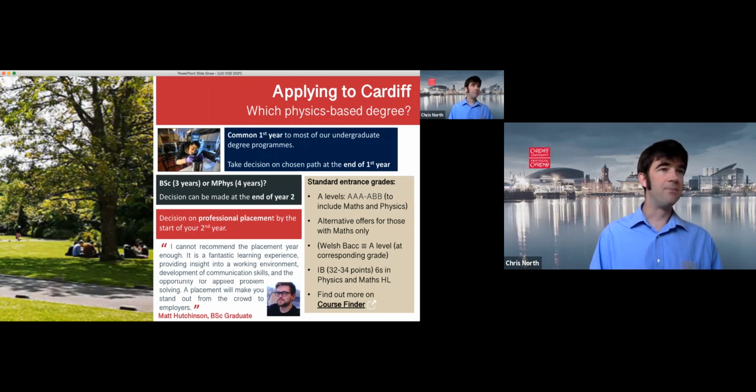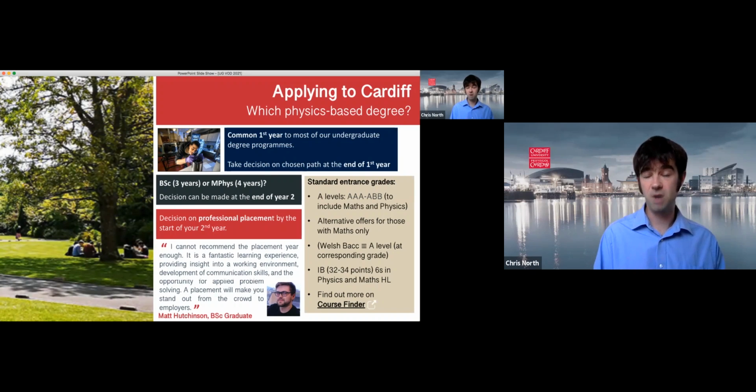In deciding the 3-year or the 4-year, so the BSc, which is the 3-year option, or the MPhys, which is the 4-year option, you do have to choose when you're applying, and that might affect the offer you get. So you'll get a slightly higher offer for those coming in for the MPhys. But you can then change your mind at the end of your second year. So you make the decision at the end of your second year, sometimes even a bit later, as to which degree scheme you're going to follow.